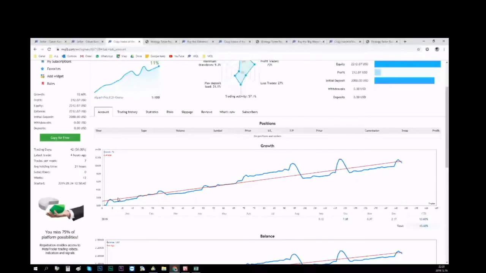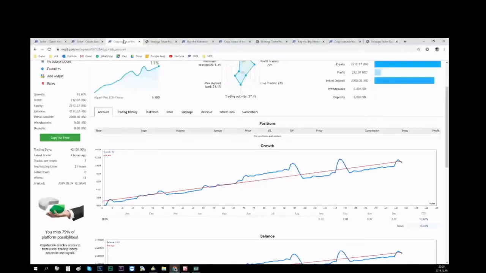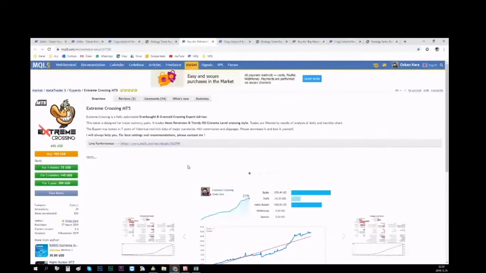So I can speak Russian, so I can understand this one, but I can translate it later. Do you have any more questions about my RS breakout system? I can go on to my second favorite expert advisor here.